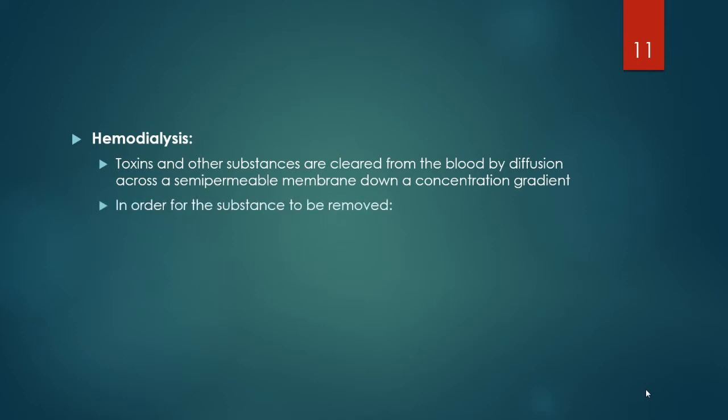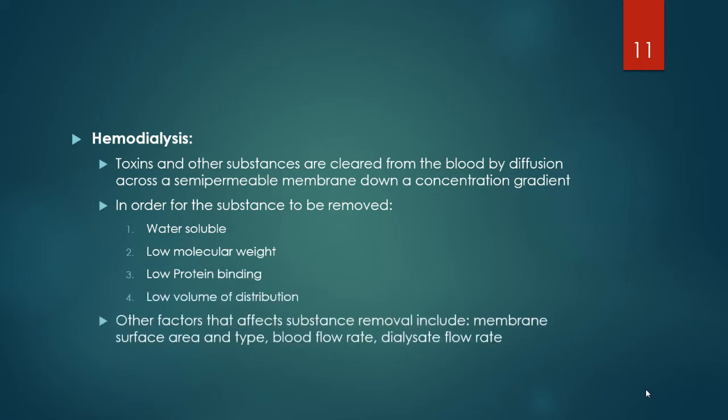In order for the substance to be removed, we need it to be water soluble. It has low molecular weight. It also has to have low protein binding and low volume of distribution. All these four you're going to see me repeat again and again. So this is why we need to think about the drug when we decide if it is dialyzable or not. Other factors that affect substance removal include membrane surface area and type. The bigger the membrane, the better the removal of the toxins. And the blood flow rate and the dialysate flow rate: the higher the flow rate, the better the clearance.